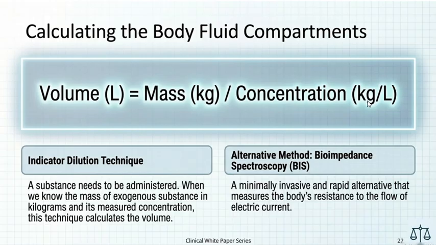Now, how do we measure the body fluid compartments? The basic principle is the indicator dilution method. We administer a known quantity of substance and measure its concentration to calculate the volume. Volume equals mass divided by concentration. An alternative method is bioimpedance spectroscopy, which estimates the body fluid by measuring the resistance to electrical current. These methods are mainly used in research and specialized clinical settings.